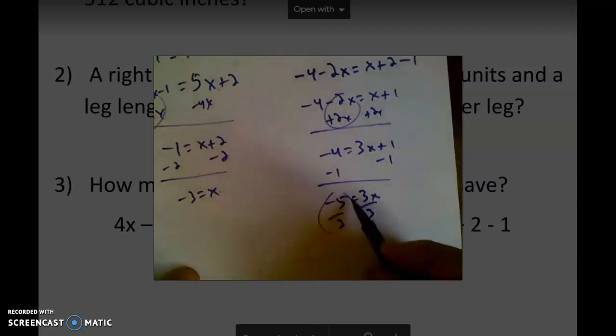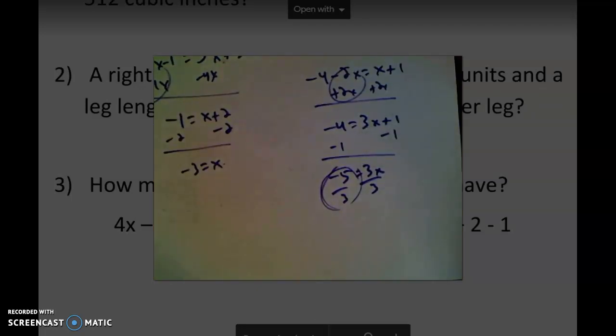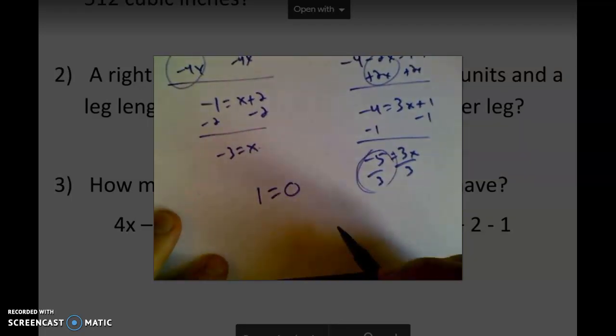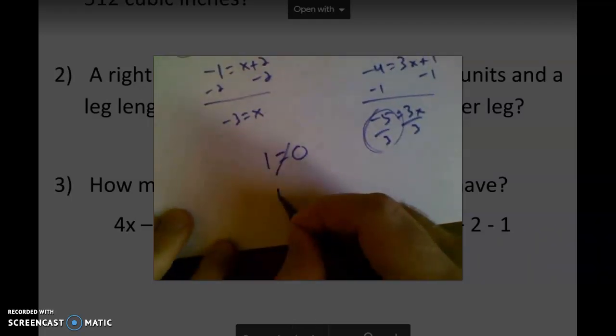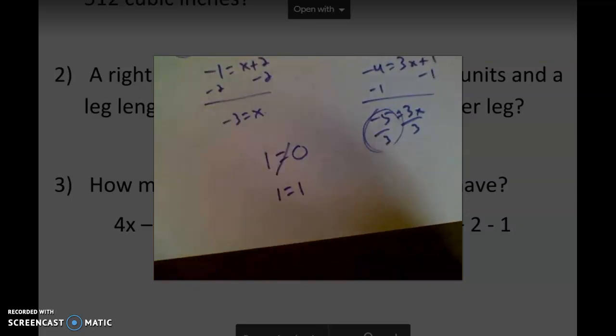So once again, I ended up with an answer. Negative 5/3 is my solution. So both of these actually had one solution. If it had no solution, that means you get an answer of something like 0 equals 1, which doesn't make any sense. And if you have an infinite number of solutions, that means when you're done, you get something that does make sense, but your x's are completely gone.